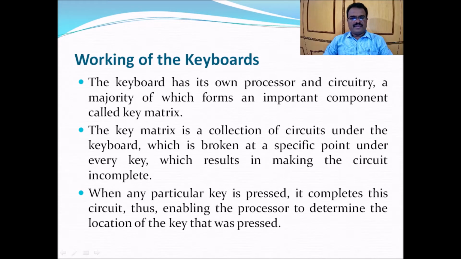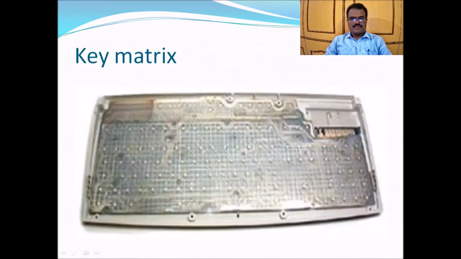When any particular key is pressed, it completes the circuit, thus enabling the processor to determine the location of the key that was pressed, and so what key was pressed. Here we can see the key matrix under the keyboard, inside the keyboard. This is called the key matrix.